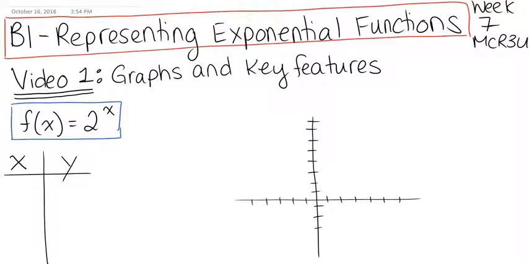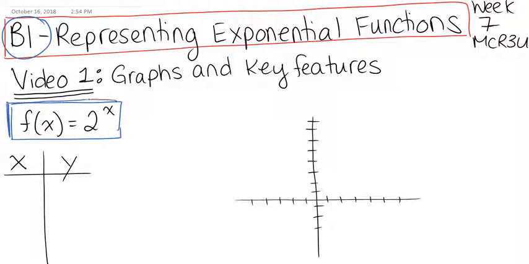Okay, this is video 1 in the week 7 homework series videos for grade 11 university math. So we've started a new strand, which is strand B, and it's all about exponential functions. Right now we're on B1, which is representing exponential functions. The topics we're going to look at are graphs of exponential functions, exponent laws, and rational exponents. This video is just on graphing exponential functions and looking at their key features.